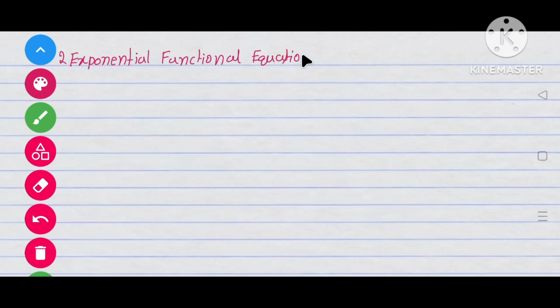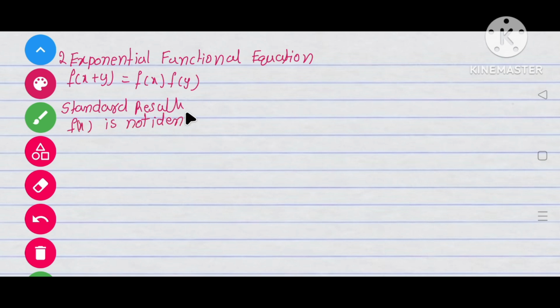Exponential functional equation: f of x plus y is equal to f of x into f of y. Standard result: f of x is equal to a power x, where f of x is not identically zero and a is greater than 0.